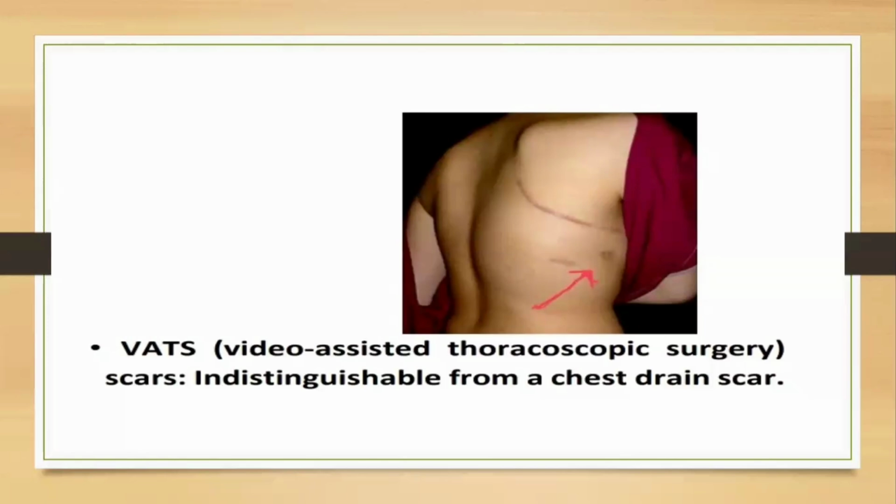You should just comment on these scars that there is a lateral thoracotomy scar which is present on the posterolateral wall of the chest on the right side, along with small scars which might be chest drain scars or video assisted thoracoscopy scars or VATS scars.